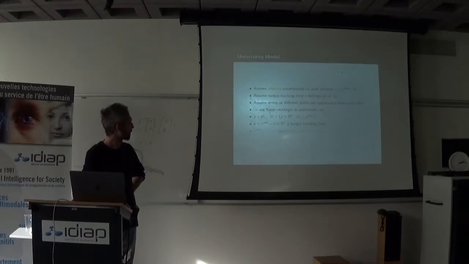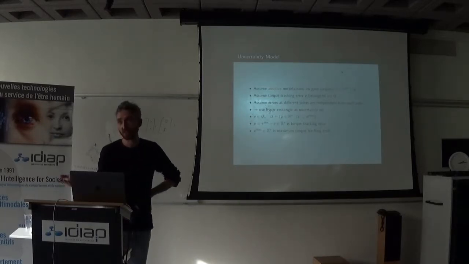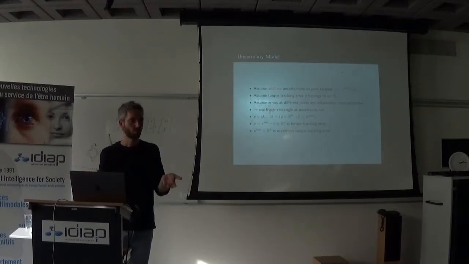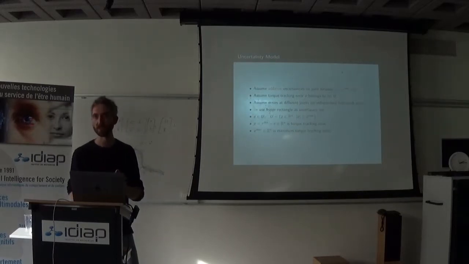That was clear at the beginning. So Emax is the maximum torque tracking error. How do we get Emax? Well, you just run a few experiments on your system. You measure the torque tracking error. You look at the maximum you got. That's a good initial guess for Emax.